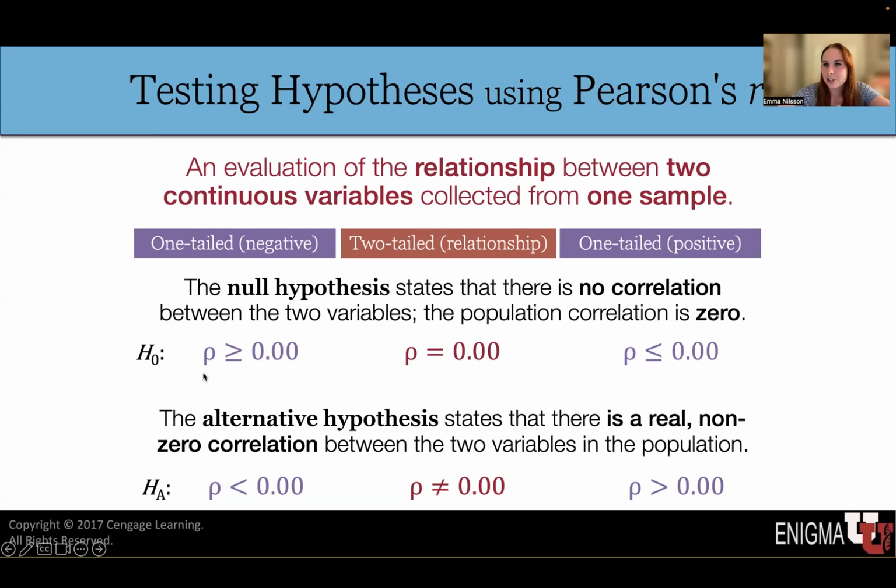As a note, the correlation of those variables across the population is represented by the Greek letter rho. That's what this is right here. Whether it's one-tailed or two-tailed, this is how we represent it. The alternative hypothesis says that there's a real non-zero correlation between the two variables. A two-tailed hypothesis just says that Pearson's correlation is not zero. A one-tailed positive says that Pearson's correlation is going to be more than zero, and the negative says the correlation value is going to be less than zero.